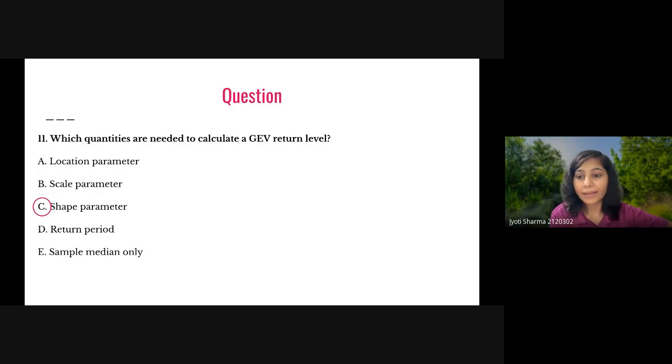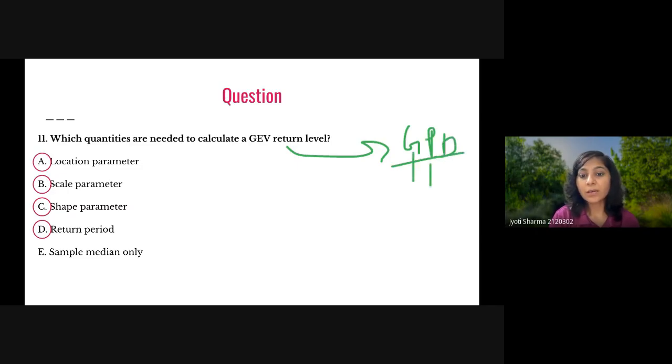Okay, again, I already have given the answer, but see, which quantities are needed to calculate a GEV return level? So, for the return level, we need shape parameters. Let me see if I have an explanation. Okay, I don't have an explanation. So, for the GEV return level, we are using mostly the GPD distribution. This is the generalized Pareto distribution.